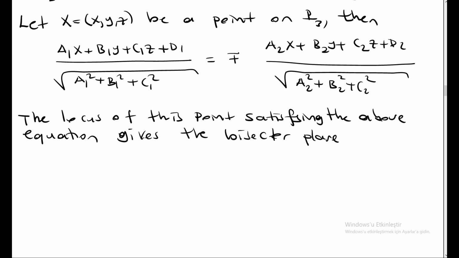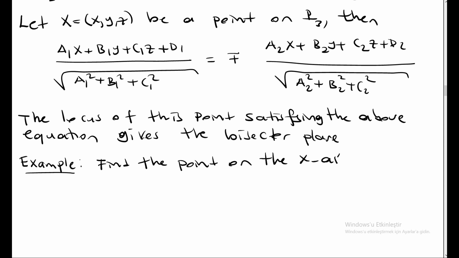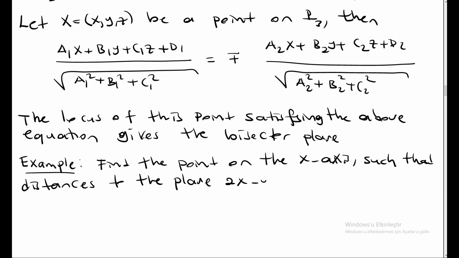Okay, so I'll consider this example now. Find the point on the x-axis such that the distance to the planes 2 times x minus y plus 2 times z plus 5 equals 0, and x plus 2 times y plus 2 times z minus 4 equals 0 are equal.